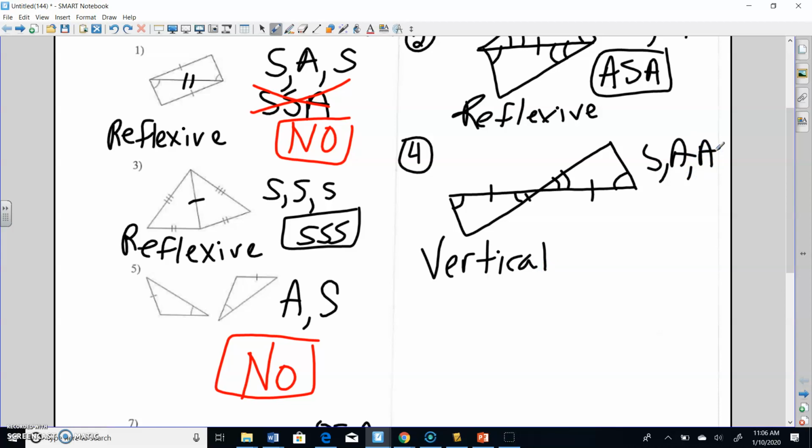We have angle, angle, side. We have angle, side, angle. If the side is in between the two angles on both triangles, it's angle, side, angle. Is that the case here? Yep. So it is angle, side, angle postulate.